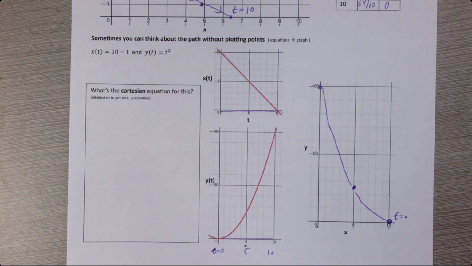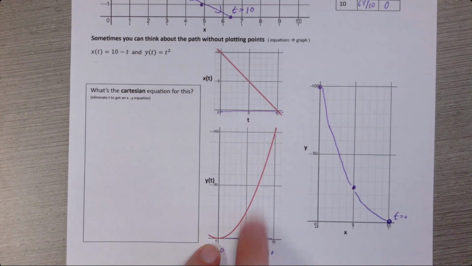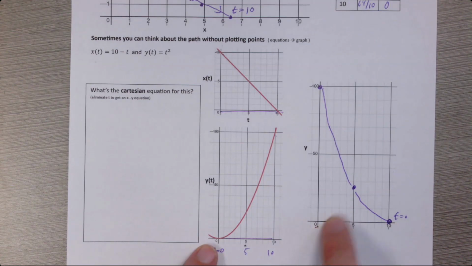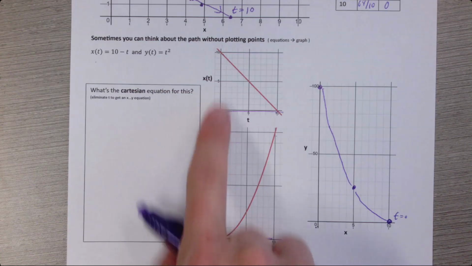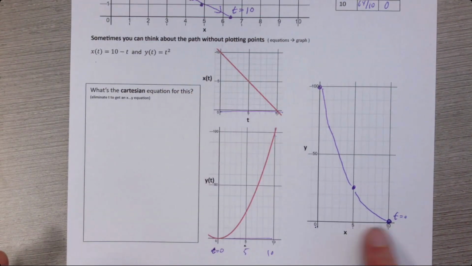Hopefully this makes sense. You can see that the y-coordinate has this increasing accelerated rate of increase, so it's this kind of parabolic shape. But instead of being a parabola in this direction, it's a parabola in the other direction because the x values start at 10 and decrease. So I'm starting at 10 and decreasing.